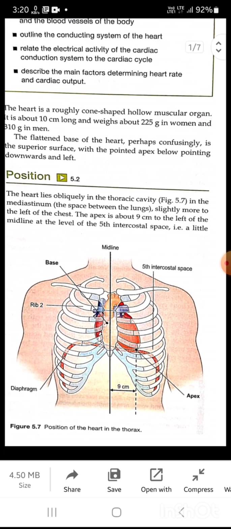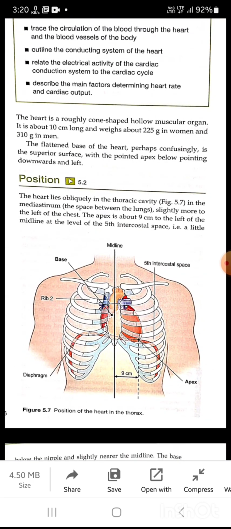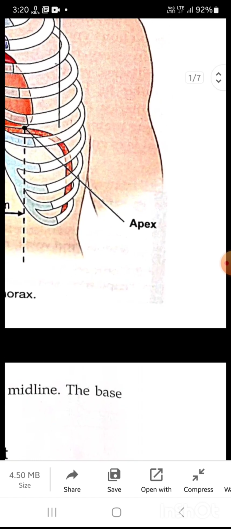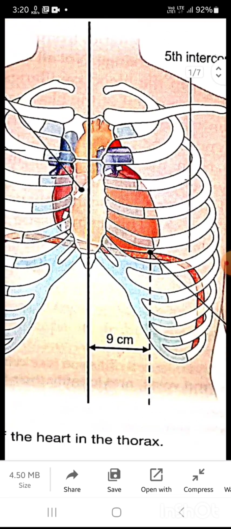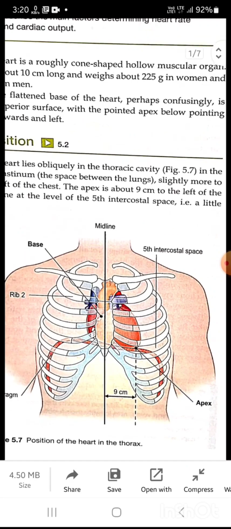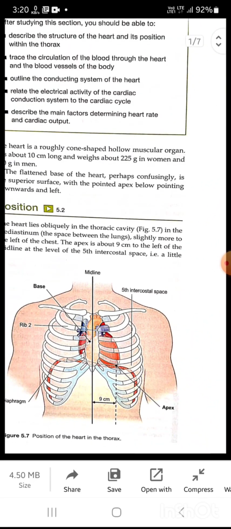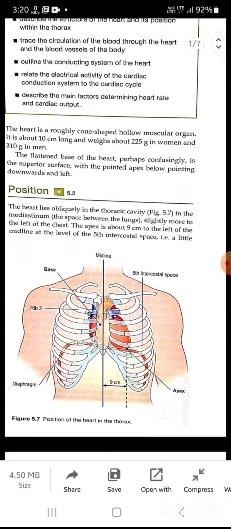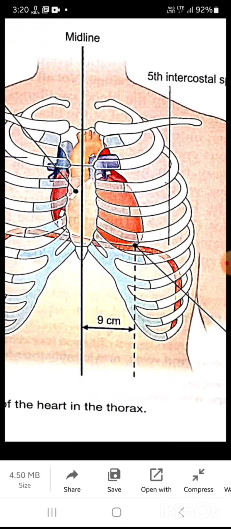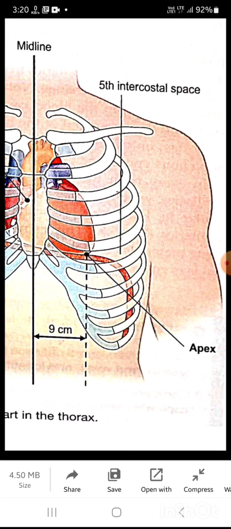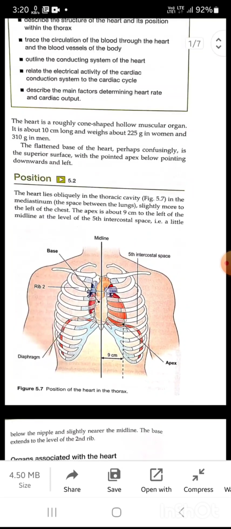The flattened base of the heart, perhaps confusingly, is the superior surface with the pointed apex. You can see the apex, this part of the heart is called the apex. The pointed apex is pointing downward toward the left side. This is the left side of the body, and the apex points toward the left side.